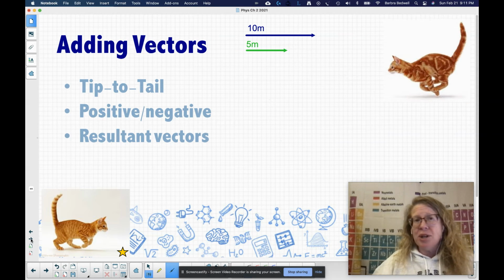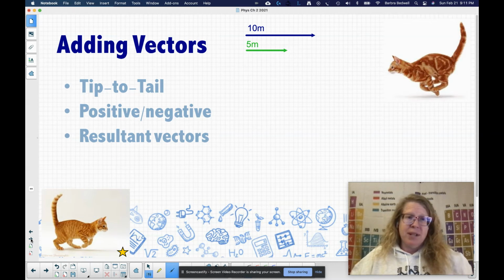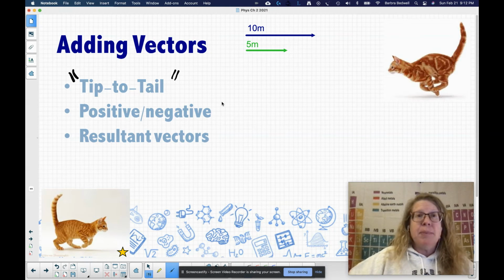And a lot of times in our directions, like I said, we'll use positive and negative signs to represent that. So when we're adding vectors, when we're trying to talk about how these things go together, this is my last slide today. When we're adding them, we're talking about it went 10 meters and then it went 5 meters. We always add vectors in a phrase that we use here a lot. It is called tip to tail.